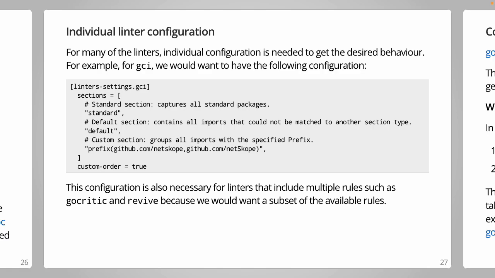Over here, I have 3 groups. There is standard, which is the standard library, default, which is anything that doesn't match the other groups, and I have a prefix, which will group all of our Netscope internal packages into a common group. And this is the setting for GCI. Even for linters like GoCritic and Revive, you would need to do this work because they have a lot of checks, and you might want to have the check for a subset. Like you might want to select 40 out of the 100 plus rules which are available in GoCritic.